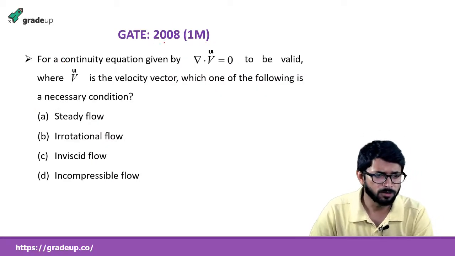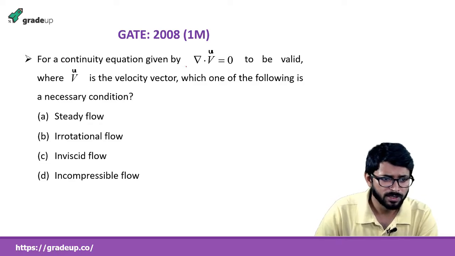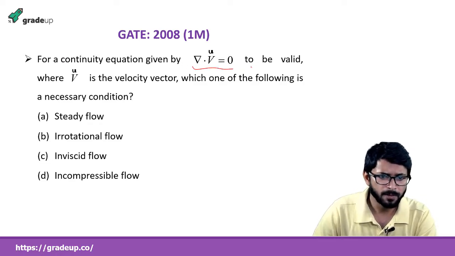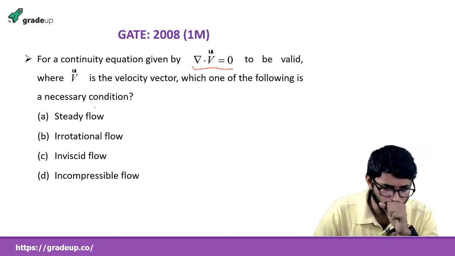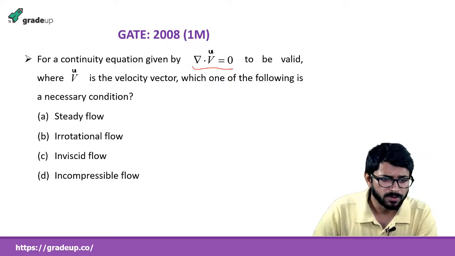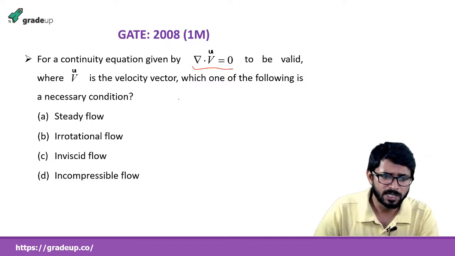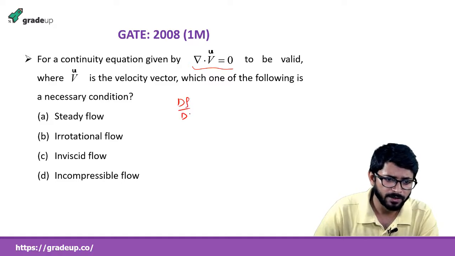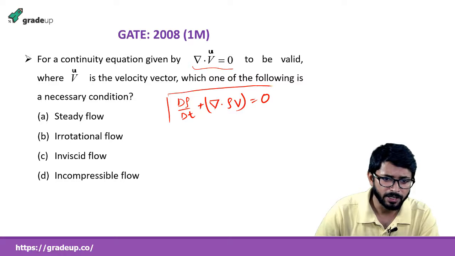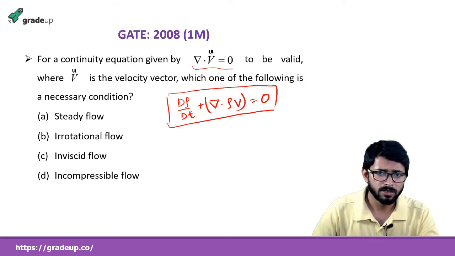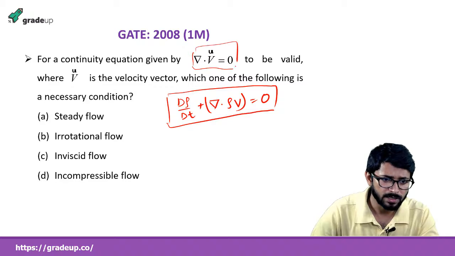The question is asking, in 2008 for 1 mark, for a continuity equation given by this equation to be valid, where v is the velocity vector, which of the following is a necessary condition? So we know that the continuity equation is given by d rho by dt plus del dot rho times v. We have talked about it earlier in the previous videos. This is the generalized continuity equation. So we have to check what condition should give this equation.